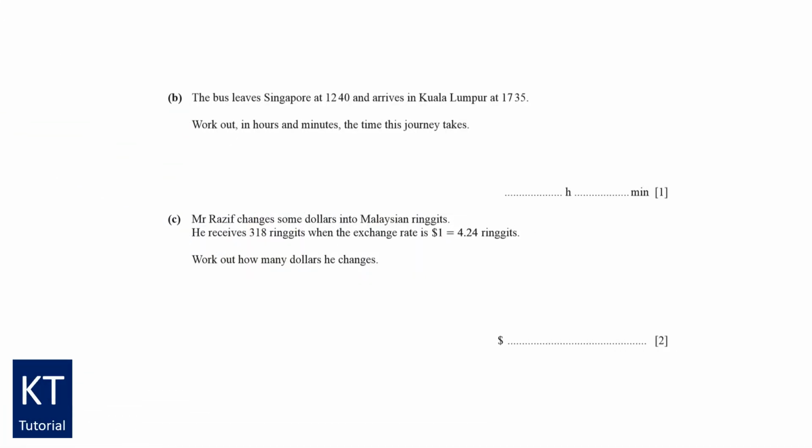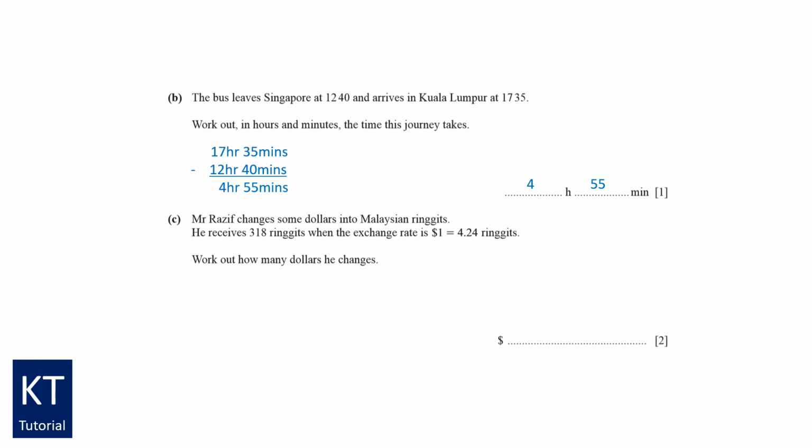Next, the bus leaves Singapore at 12:40 and arrives in Kuala Lumpur at 17:35. Work out in hours and minutes the time this journey takes. By subtracting the two timings, it should get to 4 hours and 55 minutes.